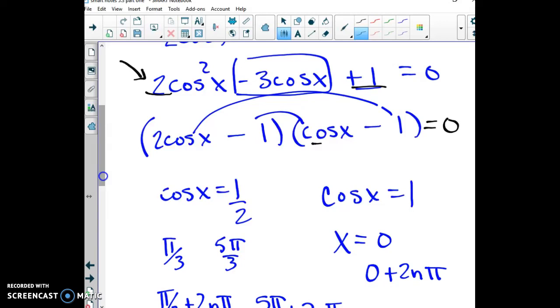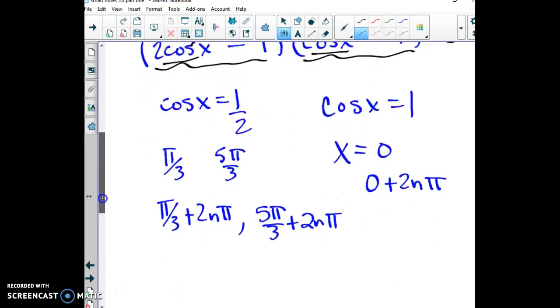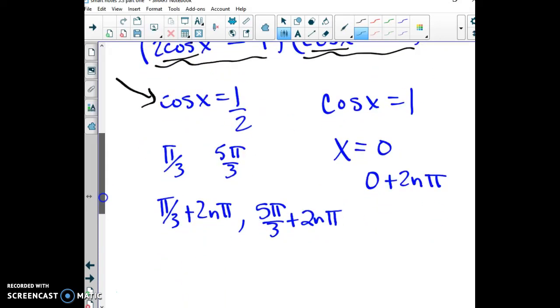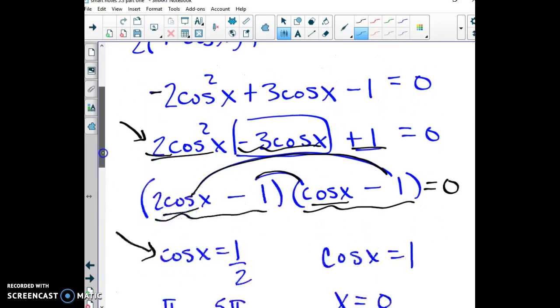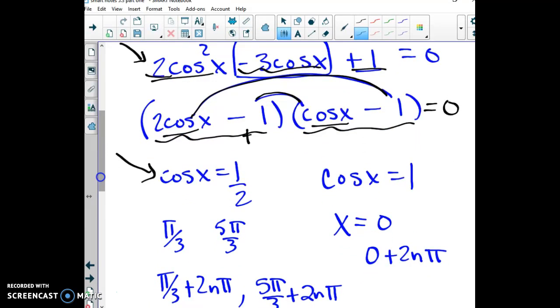2 cosine x times cosine x gives us our first term, and negative cosine x minus 2 gives us our middle term, negative 3 cosine x. So we're going to take each of those factors, setting them equal to 0. In this first one, we added 1 to both sides and we divided by 2. In the second one, we added 1, and that's all we had to do.